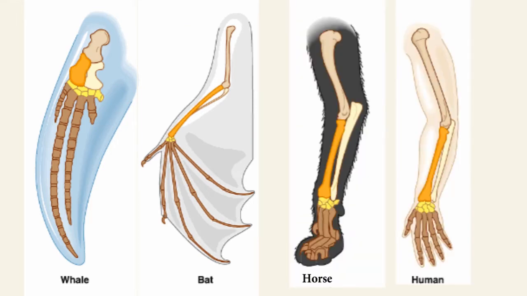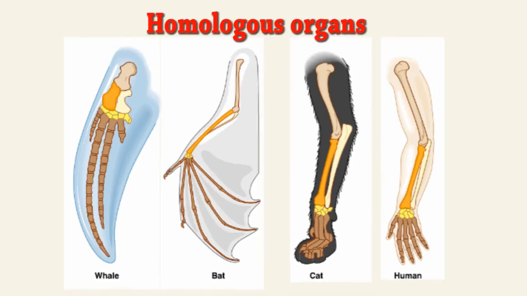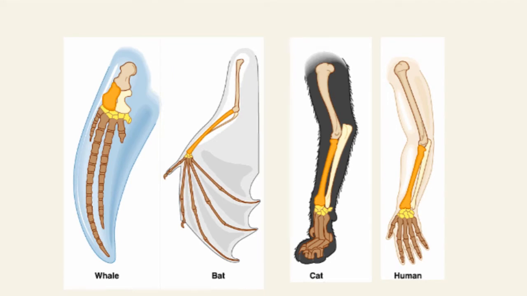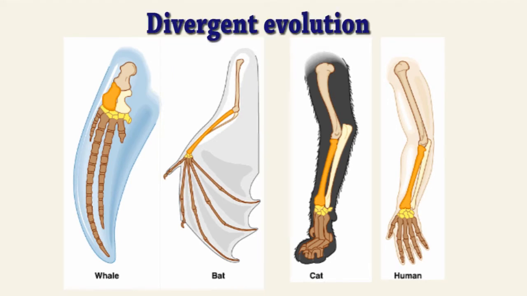horse and man. If we carefully observe the anatomy, all the animals have a common pattern in the arrangement of bones. Even though their external form and functions are different, it indicates that all the vertebrates have evolved from a common ancestor. These organs are called homologous organs. This type of evolution is called divergent evolution.